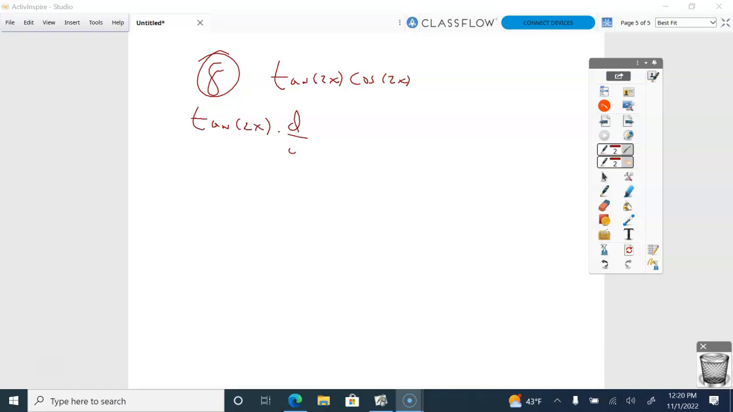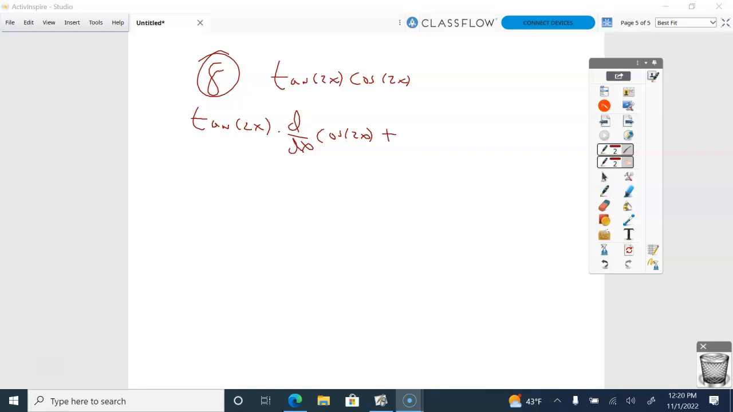Times the derivative of the second one. Are we in agreement? Yeah. Can't use the tan identity. You could try that. He didn't want to do that, so we're doing it the hard way.